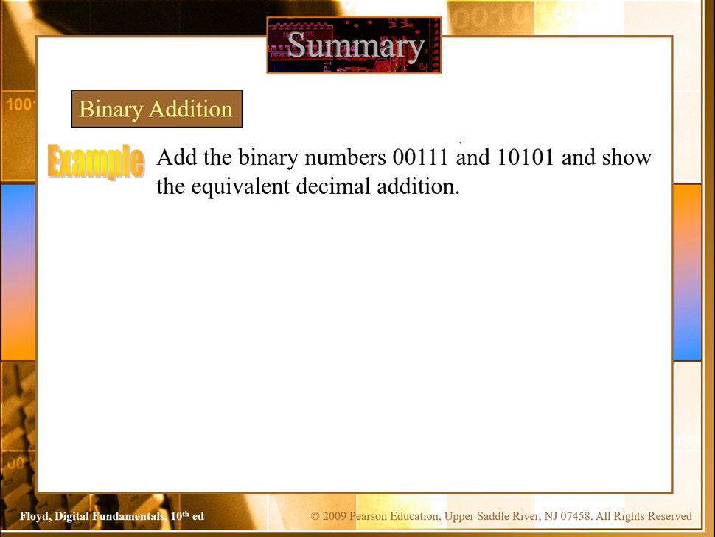So we are trying to add these two numbers. 0 0 1 1 1 and 1 0 1 0 1. We just write this number. This is a 5-bit binary system. If you convert this binary to decimal, you will get 7. And if you convert this number to decimal, you will get 21. And 21 plus 7, we know that our answer should be 28.